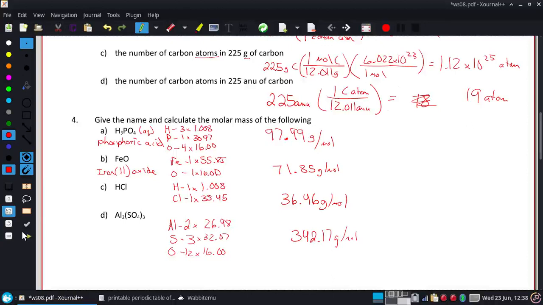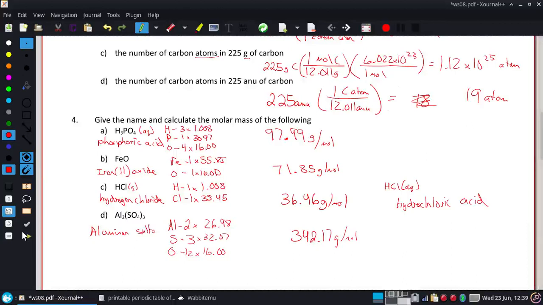Now this one's interesting. HCl as just a gas is just hydrogen chloride, but I'll put it over here. HCl in solution is hydrochloric acid. And really, without specifying it, either one of those would be an acceptable answer. Last one's ionic compound. Aluminum does not need a Roman numeral. So that's just aluminum sulfate.